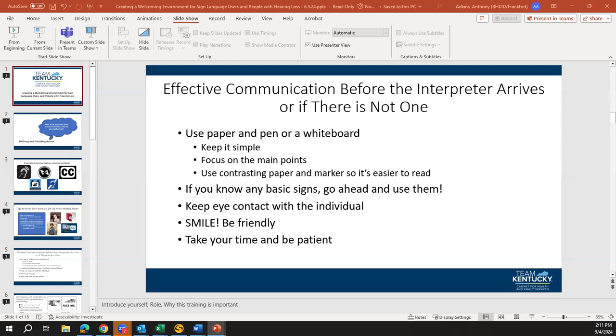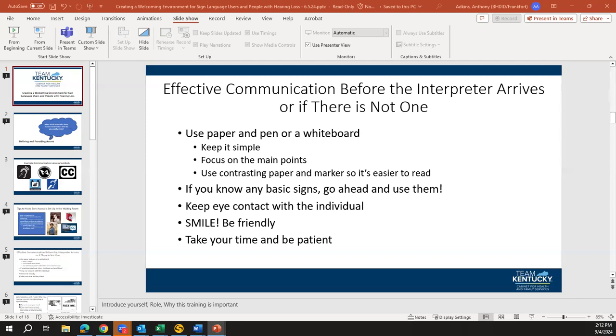Deaf culture values eye contact. So if you are having to look away from a deaf person, that is like a disconnect for us. We're like, ooh, what's going on? Why are you looking away? What's important? So please maintain eye contact.